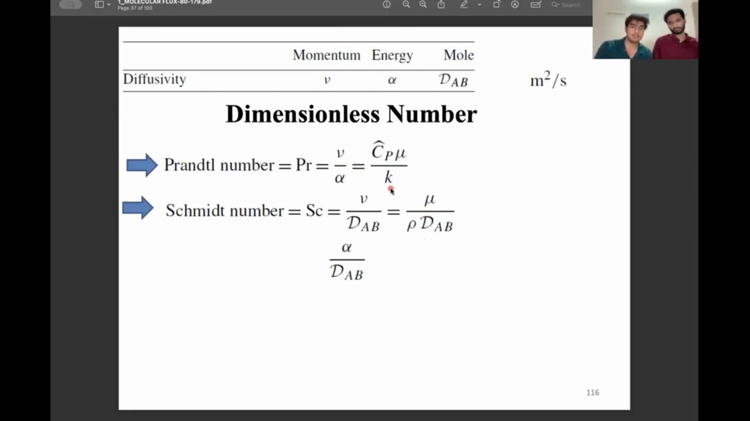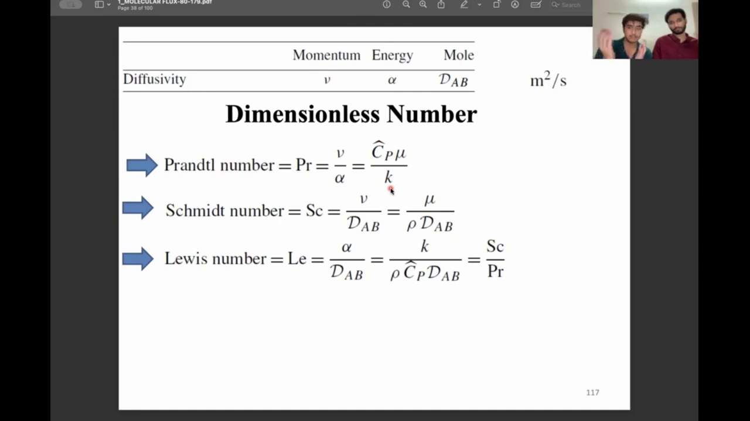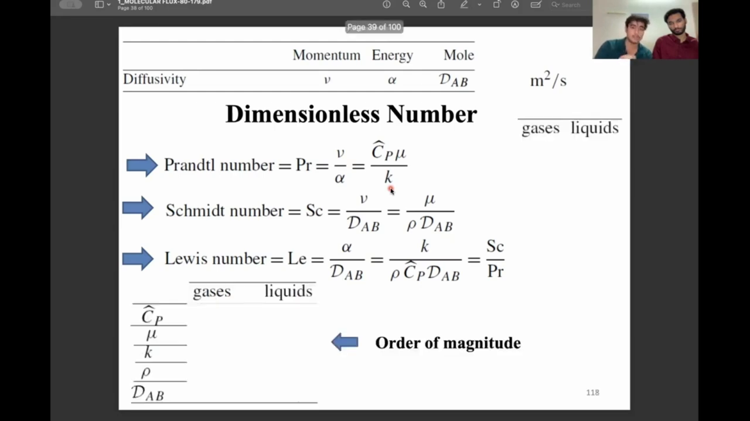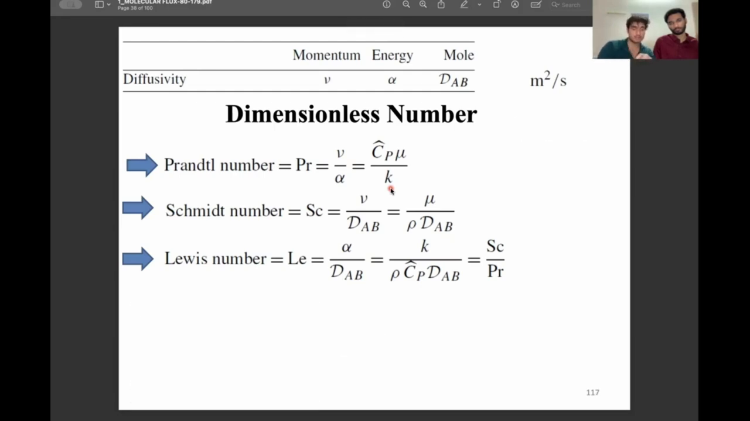So the last one is our Lewis number, which is alpha by DAB. Here, alpha is energy diffusivity and DAB is molar diffusivity. So what we are doing here is just taking the ratios of the diffusivities, and we are getting a dimensionless number which has greater significance. Now, let's talk about the significance.